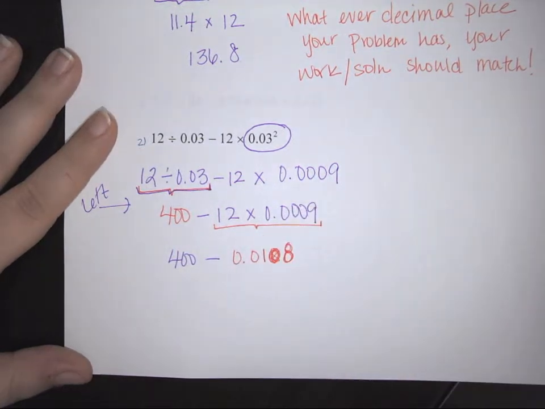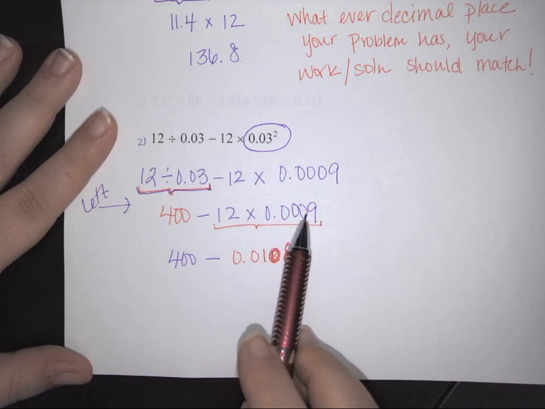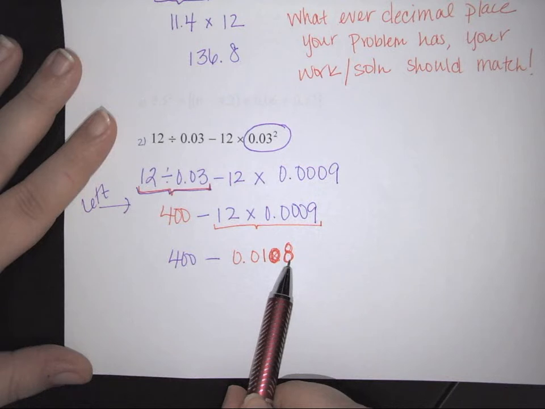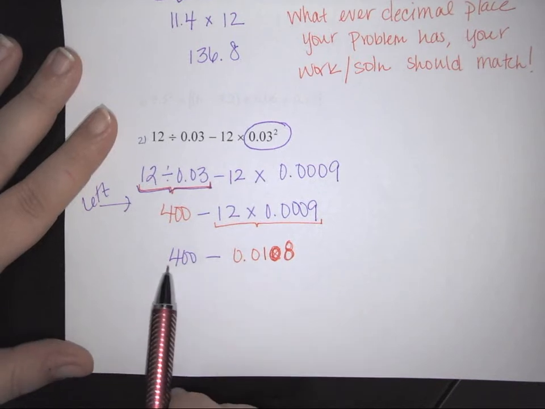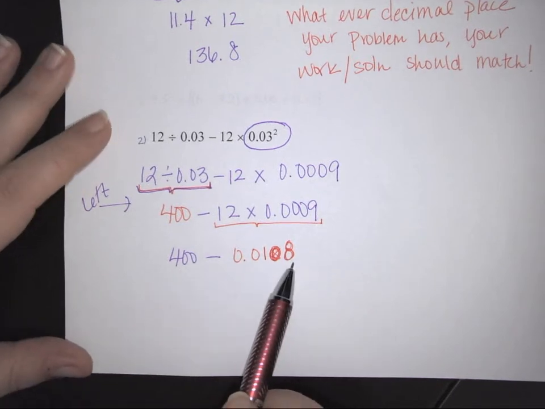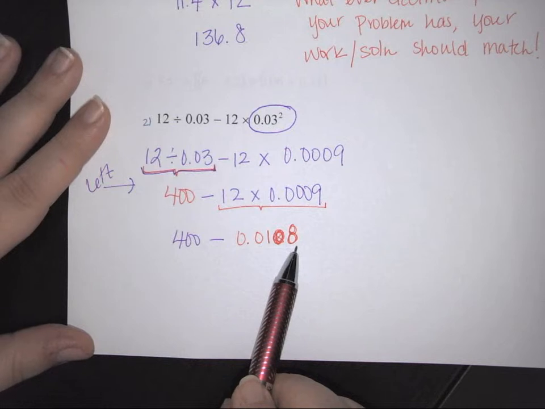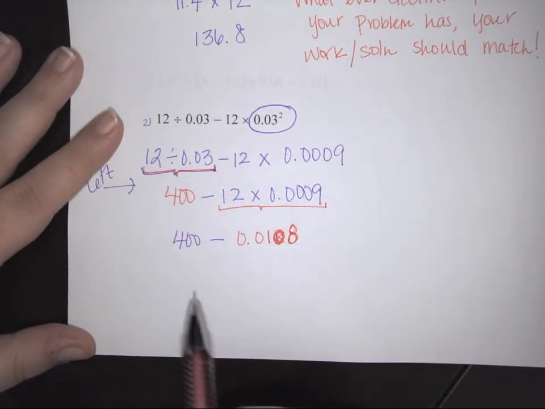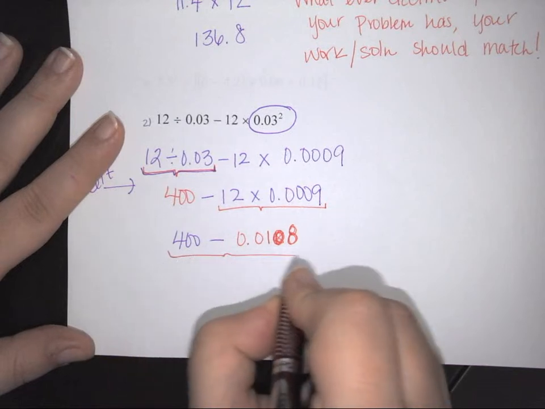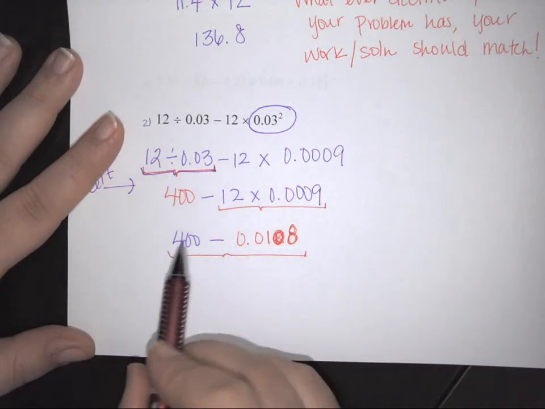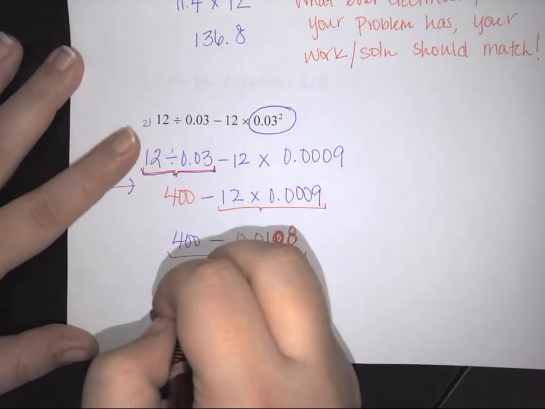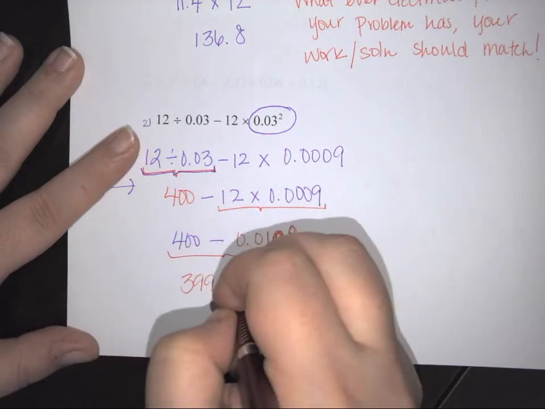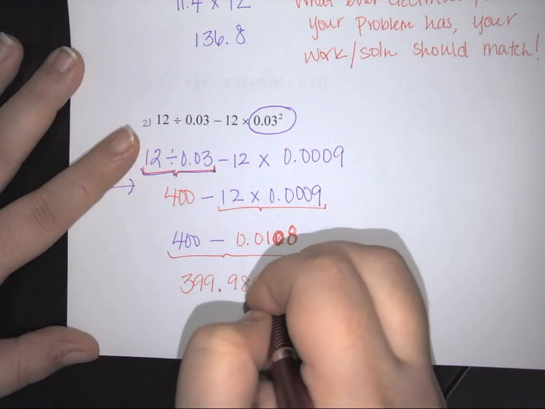Okay. So notice I had 4 decimal places, so I have 4 decimal places. Now I don't have any other multiplication or division, so now I switch over to addition and subtraction. The only thing that's left here is to combine these two terms themselves. So you have 400 minus this, which is going to give you 399.9892.